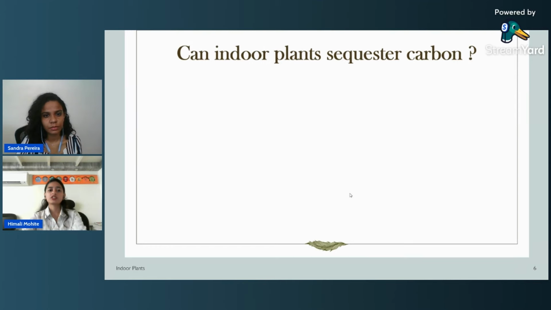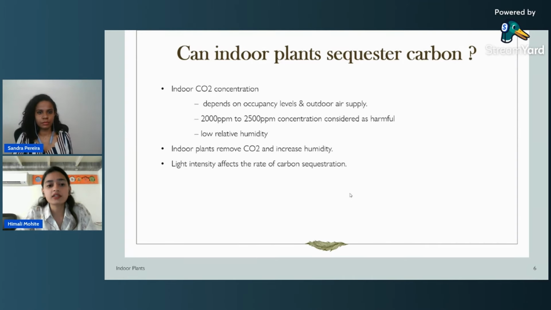Then coming to the question, can indoor plants sequester carbon? Sequester carbon means can they absorb and reduce the carbon levels? So the answer is yes. But the thing is, indoor plants are not the silver bullet to carbon sequestration as compared to outdoor plants. But it's like something is better than nothing. Indoor plants can sequester carbon, but not as much as the outdoor plants.